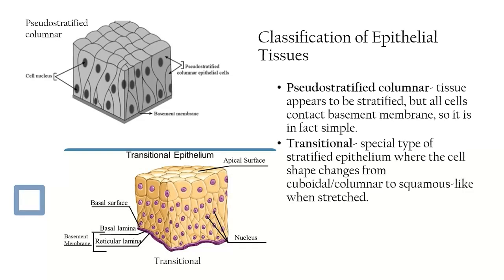Then you have your transitional epithelial tissue types. This is a special type of stratified epithelium because the cells change shape as you approach the apical surface, as you go away from the basement membrane. They change from a cube-like shape, cuboidal, to columnar, which is more rectangular in my opinion, to squamous, which is kind of squished or stretched. So there's transitional epithelium.